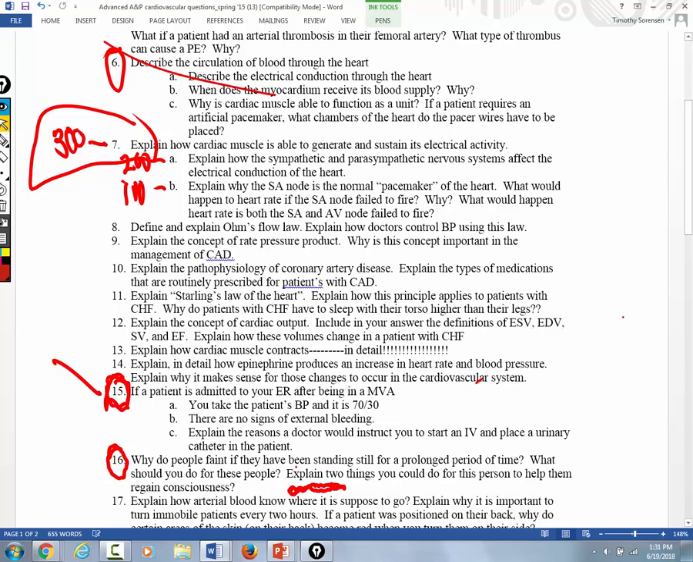I said explain two things you could do for the person. What's one thing you could do? You can lift their legs up. What's another thing you could do? Yeah, okay. But let's say that you don't have IV fluids. What's another thing you could do?